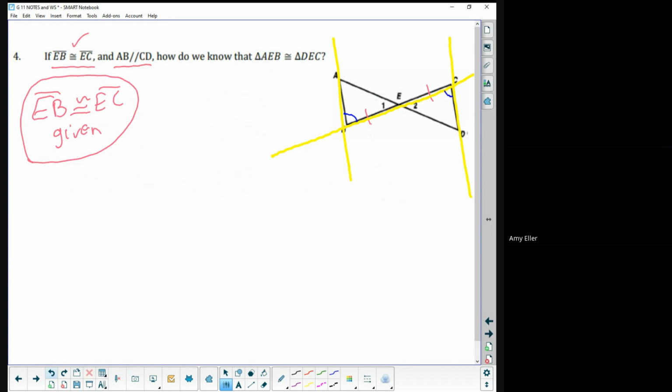Are those corresponding? Are they both in the top right position? No. Top right would be over here. This one's in the top right. No, they're not in the same corresponding position. Are they both on the inside of the parallel lines? Yeah. Are they on opposite sides of this yellow line? Yes. So they are alternate interior. So when we write about these being congruent, angle B congruent to angle C, the reason is alternate interior angles.